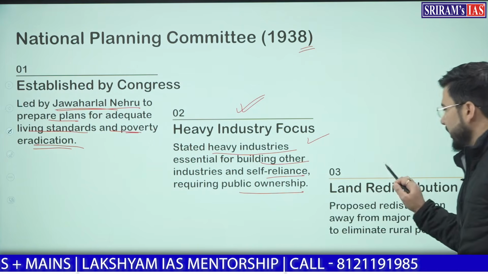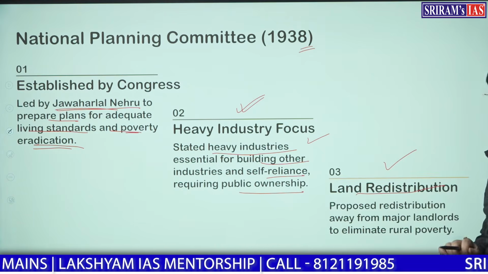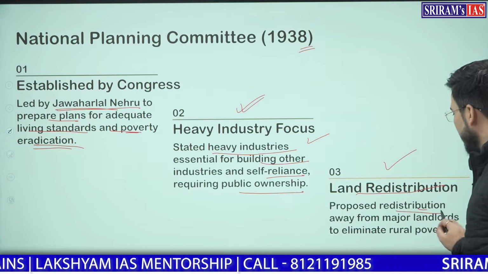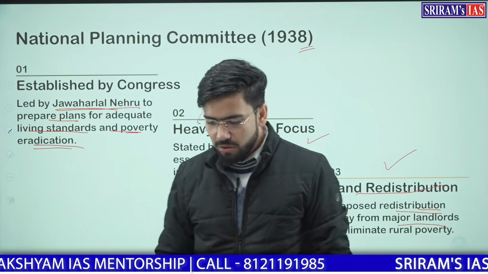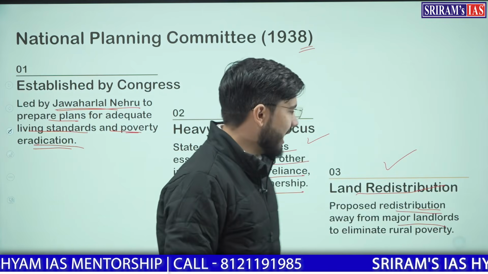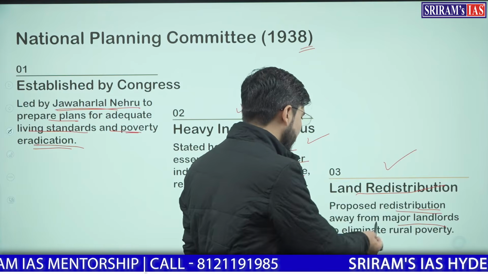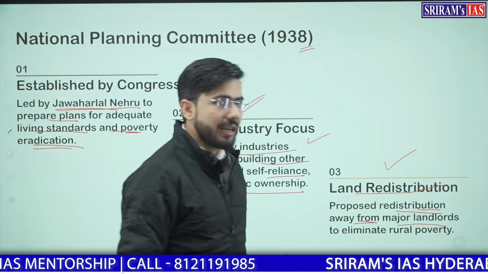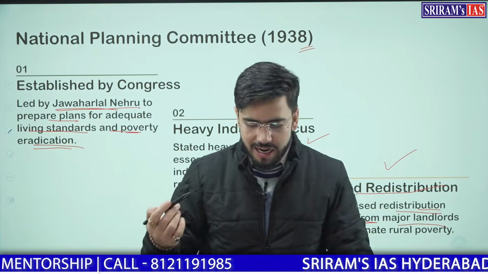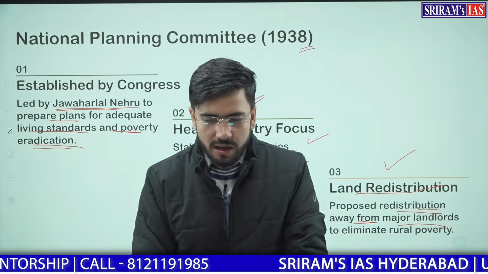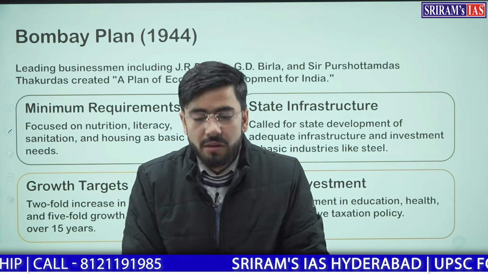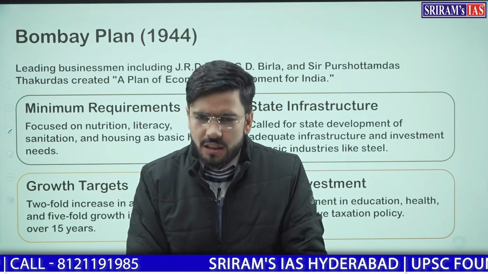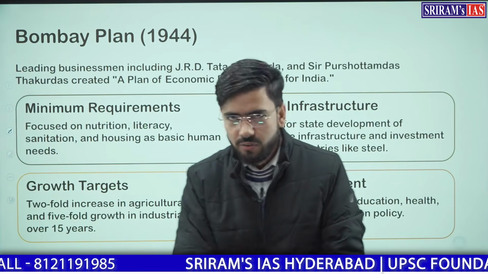Second, land redistribution was one of the key focuses, because we had a majority of the population dependent on agriculture, and it was proposed that we should take away the land from major landowners and distribute it among all, and there should be equity in land holdings. One more thing to remember: the Bombay Plan, which was brought in 1944.